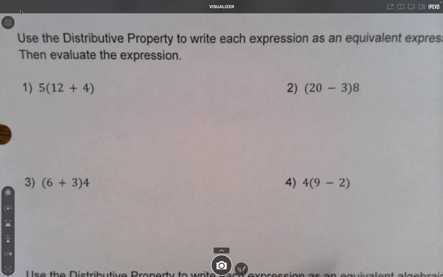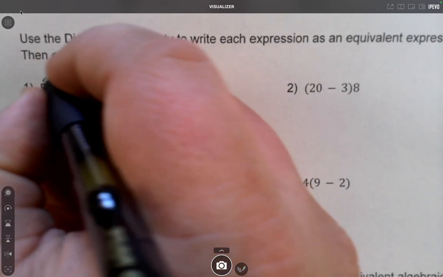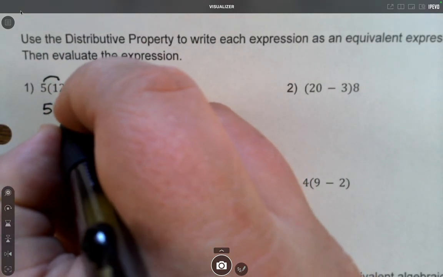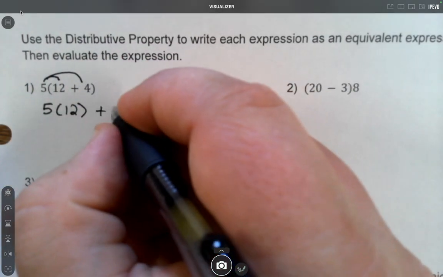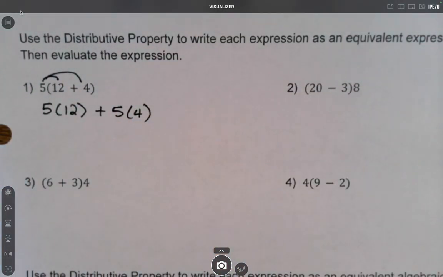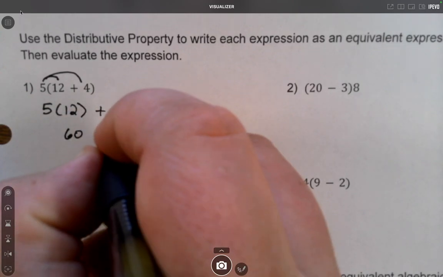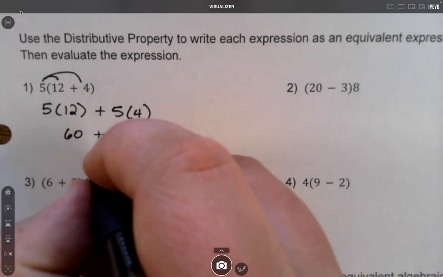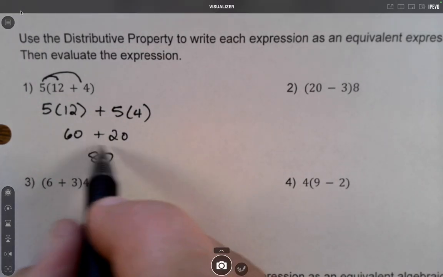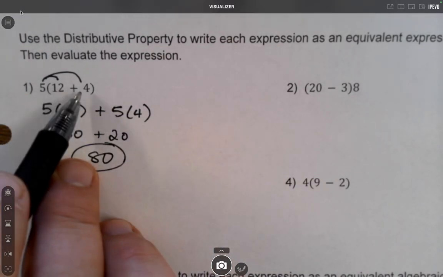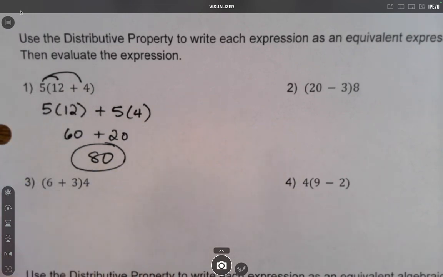But for today, so we get some good practice with the distributive property, we're going to use it. So it works just fine on these. I'm just saying we don't have to use it on these. So we do 5 times 12 plus 5 times 4. And that gives us 60 plus 20, which is 80. And if you remember, that's the same thing we got using order of operations. 12 plus 4 is 16. 16 times 5 is 80. So both methods work. It's just that the distributive property isn't required to be used for these.